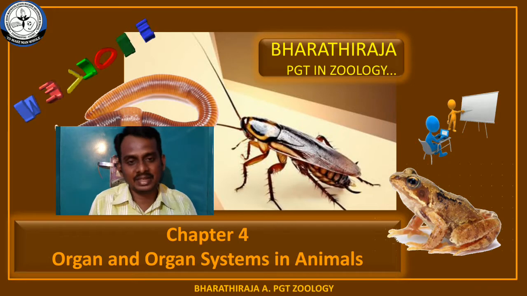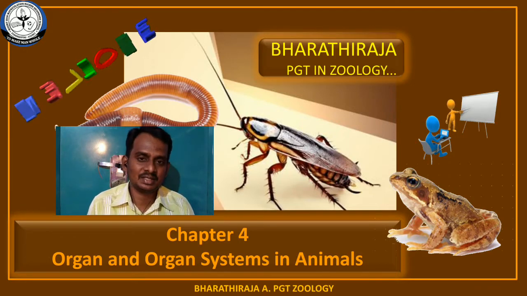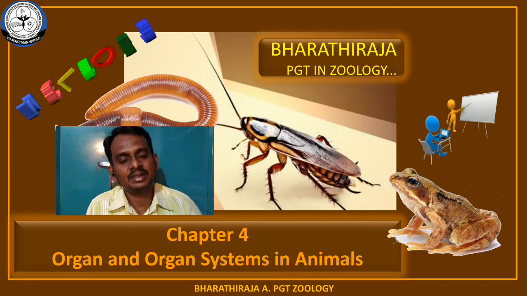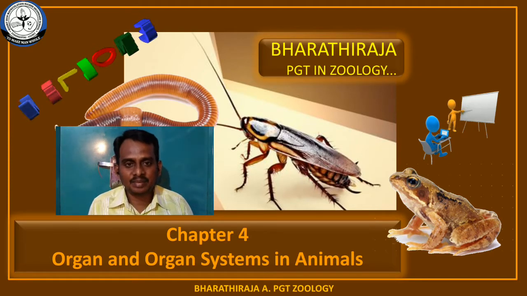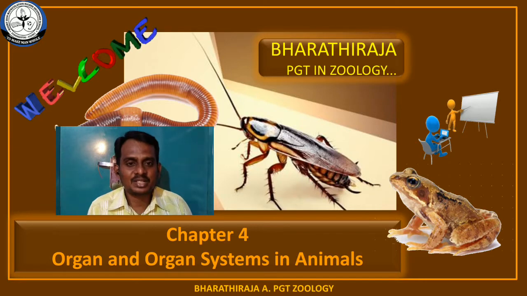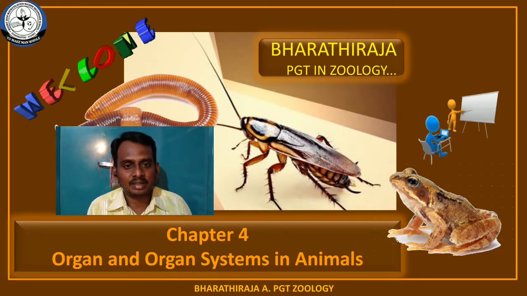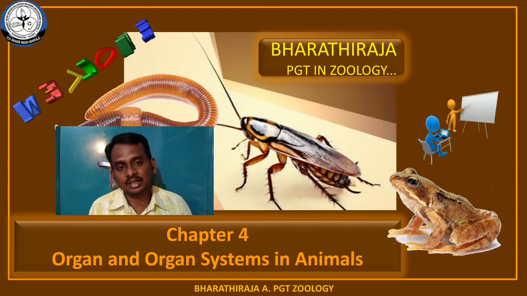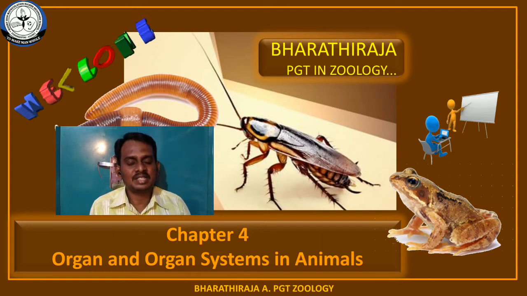In previous classes we completed the tissue level of organization. In that chapter, we discussed various types of epithelial tissue, various types of connective tissue, specialized connective tissue, neural tissue, and muscular tissue. These are the topics we covered in the chapter on tissue level of organization. I hope you are all familiar with chapter number 3.